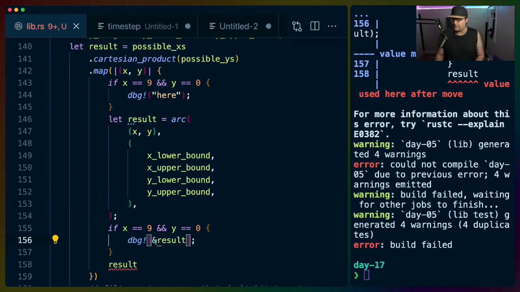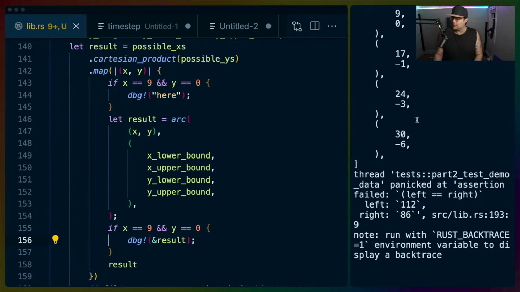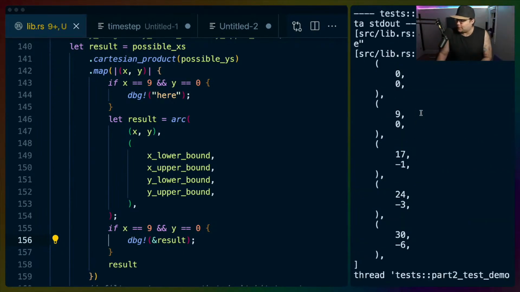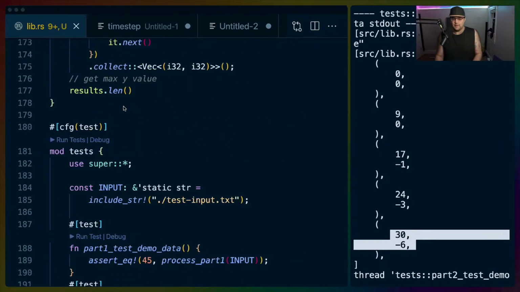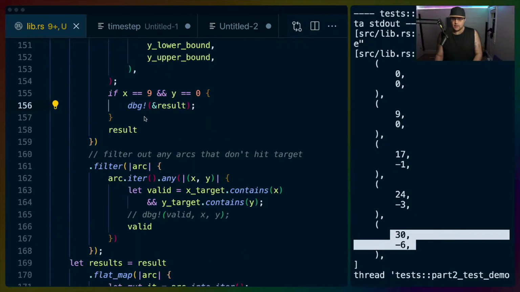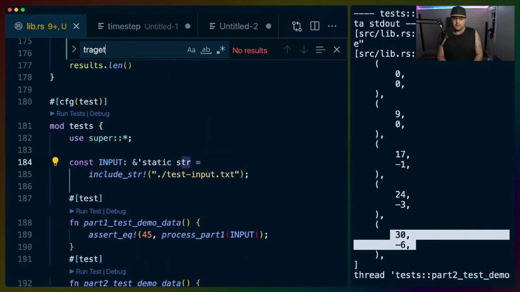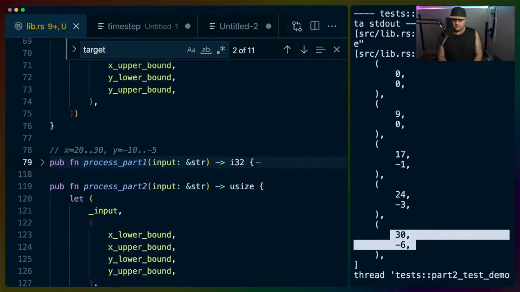Use after move, because I keep forgetting to put the reference on when I debug. Okay, so we end up with 0, 0, 9, 0, 17, -1, 24, -3, and 30, -6. So 30, -6 is a valid spot, and we've constructed the target range to exclude 30. Is the story that's developing in my head.